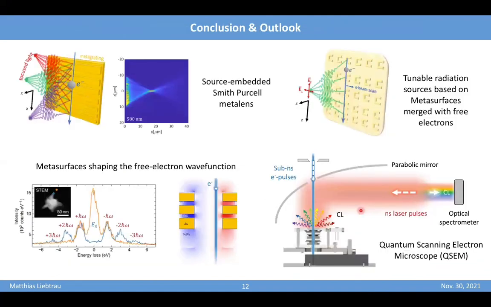With this, let me conclude. I've shown you the concept of a source-embedded Smith-Purcell metalens, where we use metasurface design principles to shape free electron radiation. We can expand this concept and design tunable radiation sources. In this case, I've introduced you to polarization tunable split ring resonator metasurfaces, where we exploit the fact that with our electron beam, we can locally, or spatially selectively, excite those meta-atoms with nanometric resolution, which is not possible, let's say, with an optical excitation source.